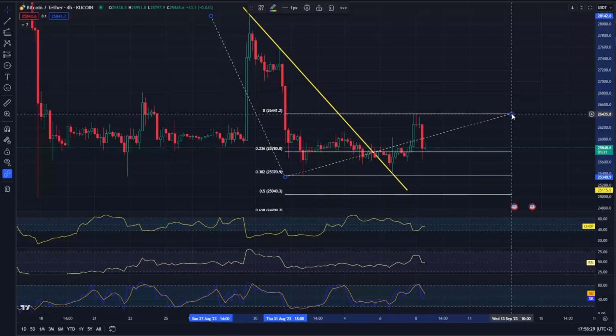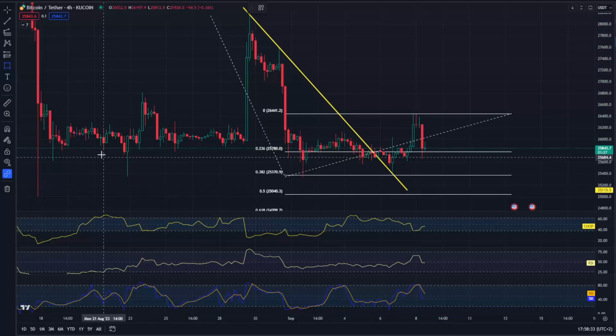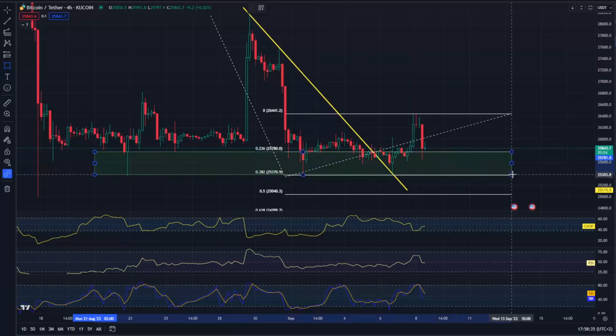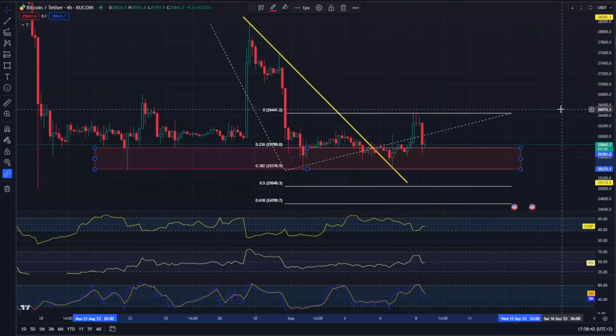For this purpose, we will use the trend-based fib extension tool, and after unfolding the grid we can see that the price remains just above the support zone from $25,781 to $25,373.